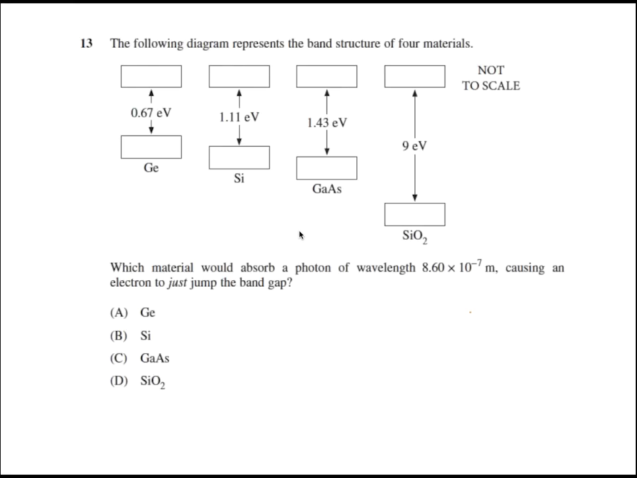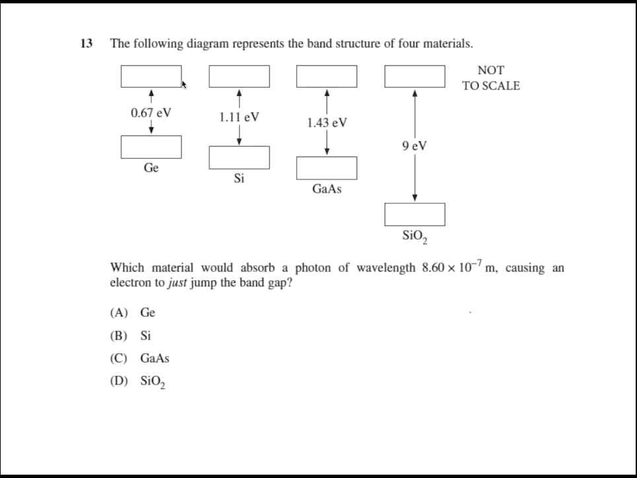So let's have a look at question number 13. The following diagram represents the band structure of four materials. Which material would absorb a photon of wavelength 8.6 by 10 to the -7 meters, causing an electron to just jump the band gap? A is germanium, B is silicon, C is gallium arsenide, and D is silicon dioxide. Pause now.